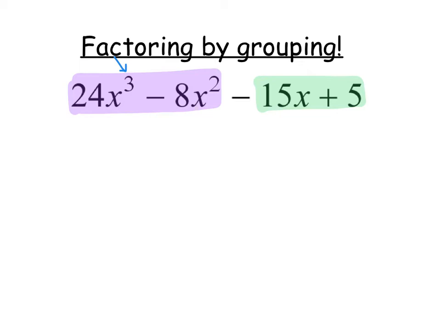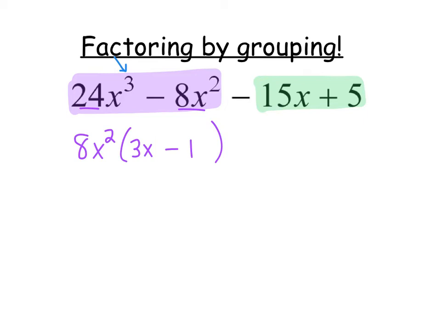In that purple group, both of those terms have a factor of 8 and x squared. 8x squared is the greatest common factor in each of those. So I'm ignoring the green stuff, and I'm only factoring the purple. I can factor out an 8x squared. To get it back up to 24x cubed, I would need to multiply by 3x. And I do need to have a minus 1 there to get the 8x squared back. So that purple part is done.